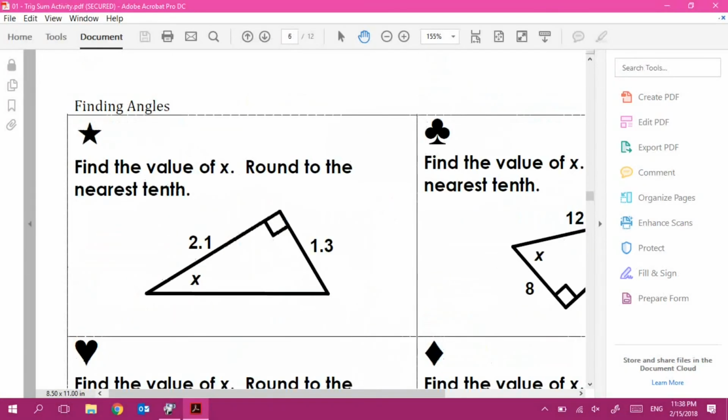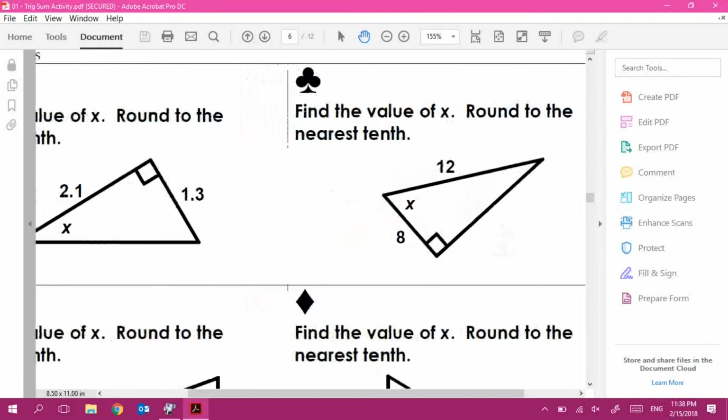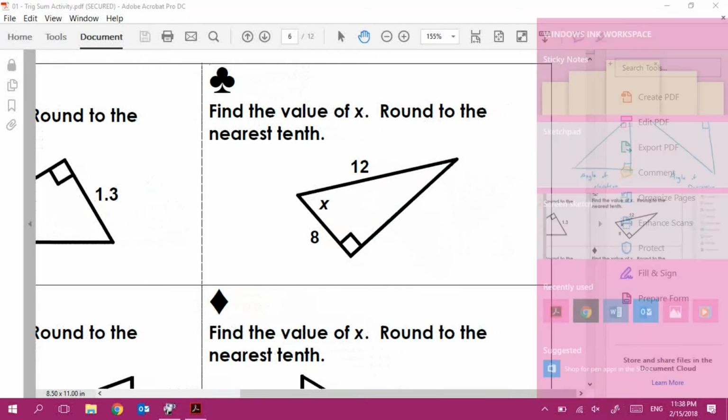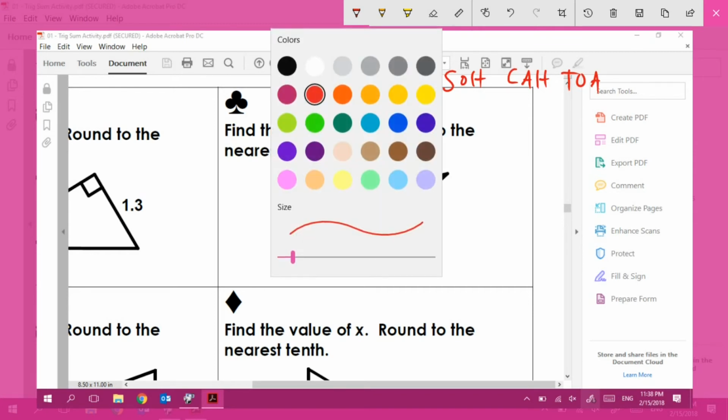We're going to do one finding angles problem because all of these problems work the same. So there's really no point in doing more than one for you. All right, here we go. Let's do first things first. Once again, SOHCAHTOA. And label the sides.